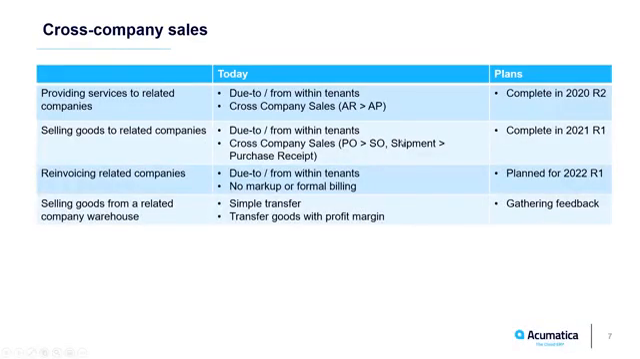So to get an idea of where we've been, last release, we provided the ability to create a service transaction between companies. So you could always do due to and due from, but then we introduced cross-company sales where we automatically create an AP document when you created an AR in the other company. In this release, we're automating purchase orders and sales orders as well as shipments and purchase receipts. In the near future, we're going to be re-invoicing. So let's take a look at what we've done to make this possible.